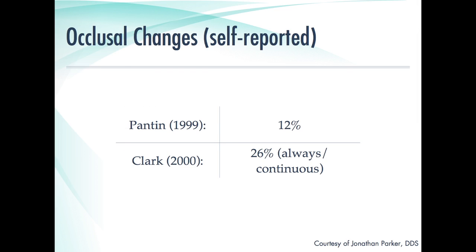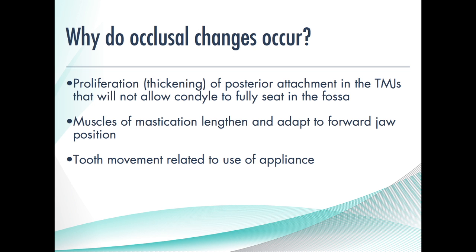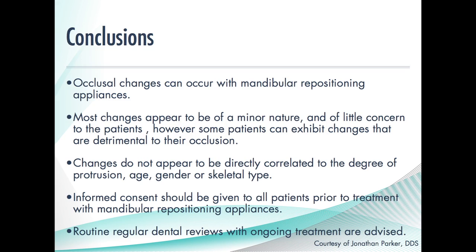So the occlusal changes, the numbers, they're about right. I see more like 5-10%. And why? Because the posterior attachment apparatus gets thicker. The muscles adapt to a more forward position. And you ask people to bite down when they've been wearing an appliance for a long time. They'll bite down, they go edge to edge. And then you have tooth movement depending upon the type of the appliance.